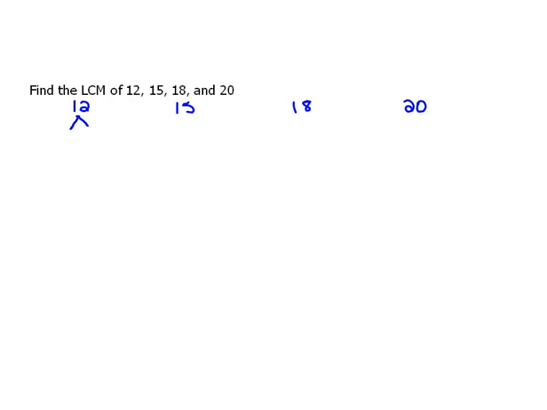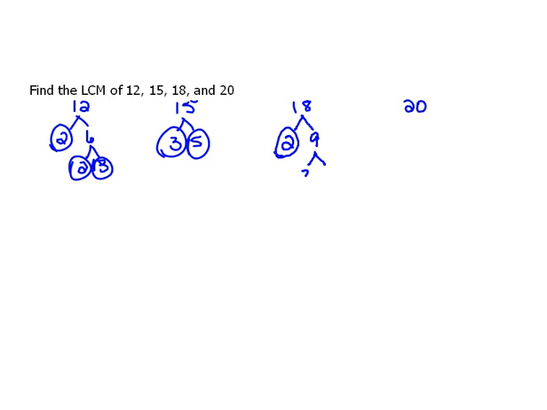So 12 would be 2 times 6. 6 would be 2 times 3. Now 15. 15 would be 3 times 5, and those now are both prime. 18 would be 2 times 9. 9 would be 3 times 3, and now we're done with that one. 20 would be 2 times 10, and 10 would be 2 times 5, and now we're done with that one.